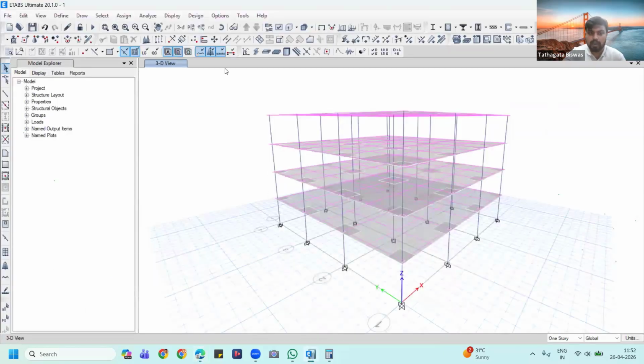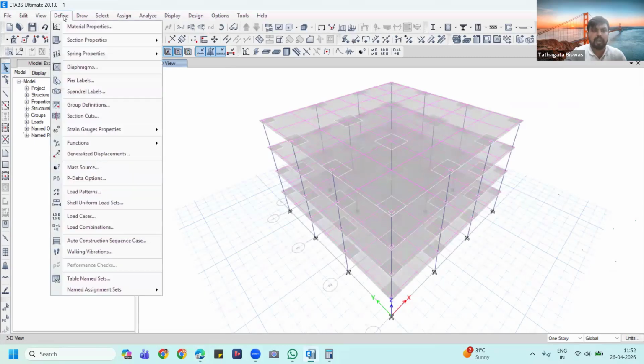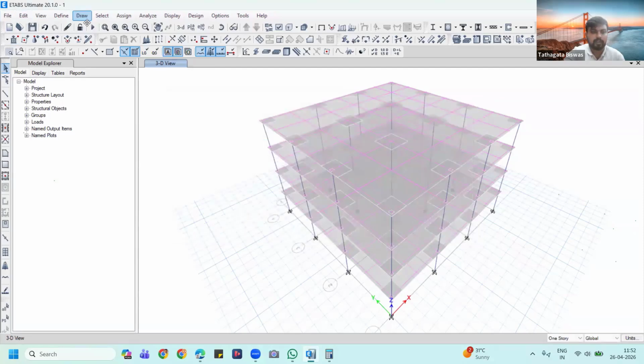Since I am just showing you, I am not bothering about the systems of the structure. I'm just telling you the properties and the methods that you should use for any normal structure. I'm considering this structure as a normal structure. Now go to define load cases. It is already created, right? Now make it okay and run the analysis.